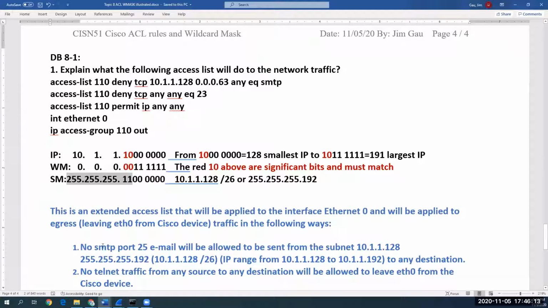We will not allow SMTP port 25 email to go out if you send it from 10.1.1.128 with the subnet mask 255.255.255.192, or you can say /26, or you can say IP range from 128 to 191, to any destination. We will not allow it to be sent. Well, this is really not specific enough. This is specific enough in the IP sense, but to be sent out from Ethernet 0, I have to add it in here, okay?